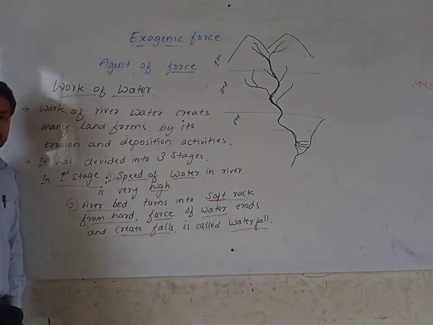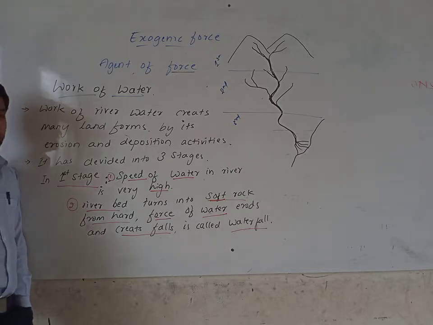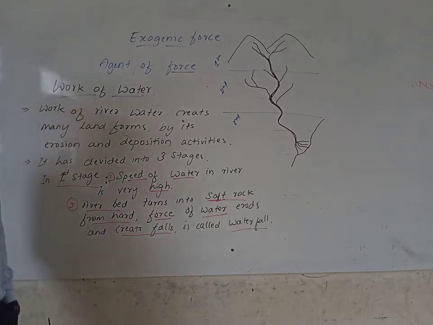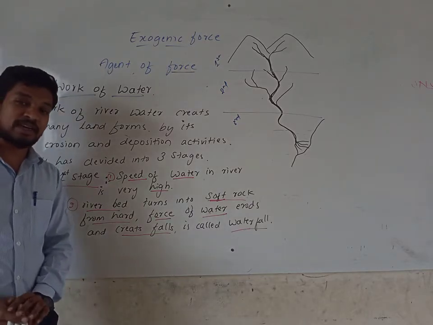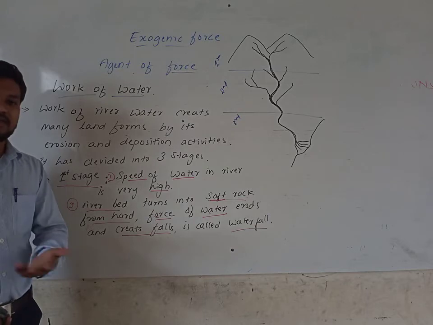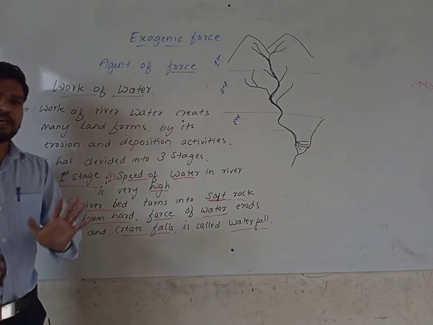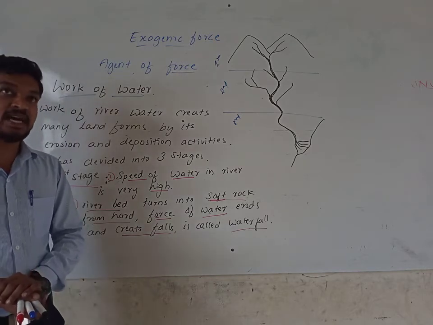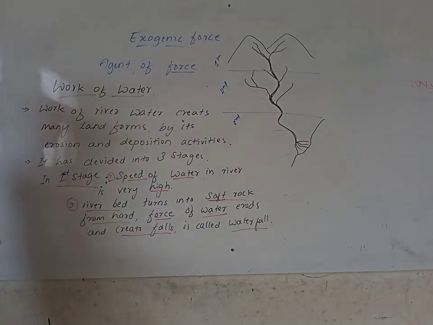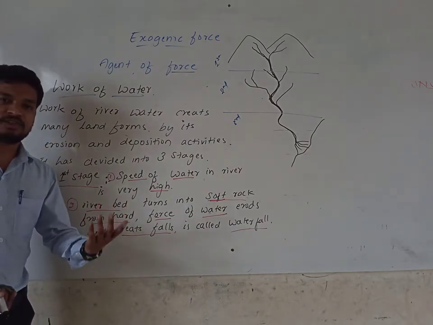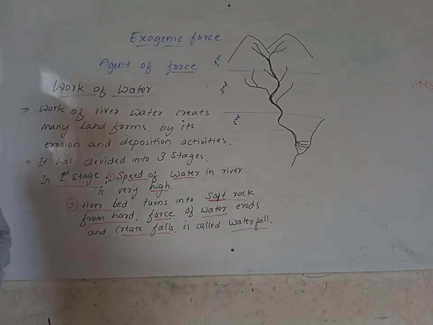Jog Falls is the highest waterfall in India. Then in the world? In the world, Angel Falls is the highest waterfall, which is in South America. And you know about Niagara Falls and Victoria Falls. These are the important, biggest and tallest falls in the world. In India, Jog Falls is the tallest fall.